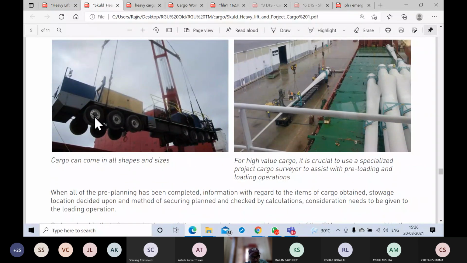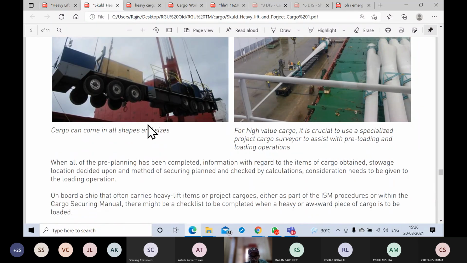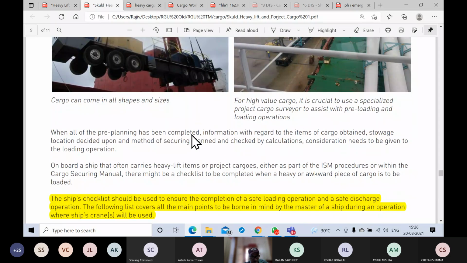Any shape, any size can be used as a heavy lift cargo, including pipes, very important, ex-Kuantan, Malaysia.